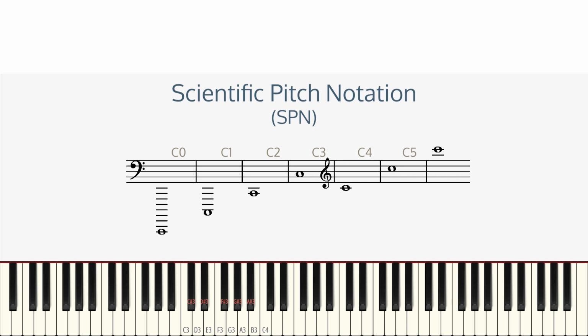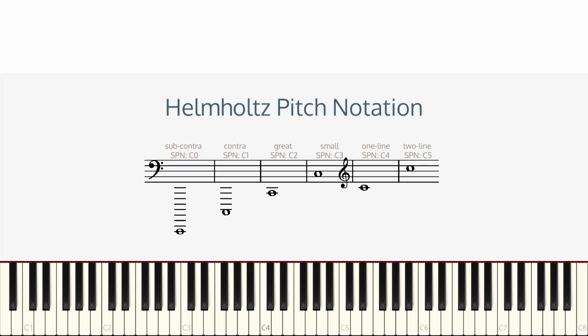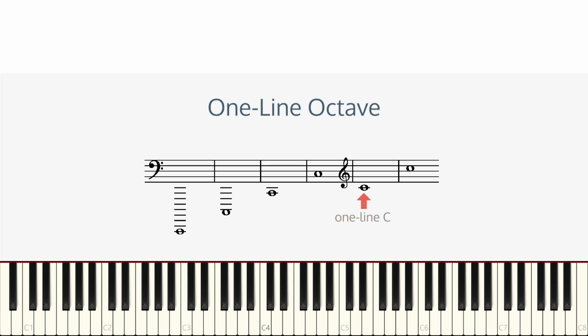It's easy because it uses simple numbers for this. The lowest C on the piano is C1, and this number increases octave by octave, applying to every single note. The scientific pitch notation starts from C0. There is another method to identify the octave of a note called Helmholtz pitch notation. According to this system, the lowest C is the subcontra C, which is the C0 in scientific pitch notation. The one-line octave is named this way because we have to use one ledger line to write the one-line C. There is no such logic between the other line octaves like this.